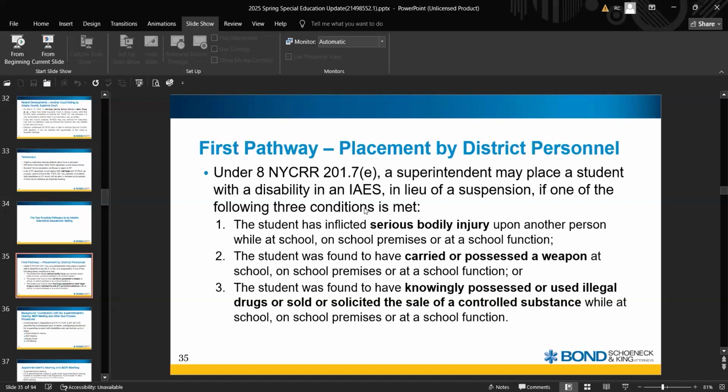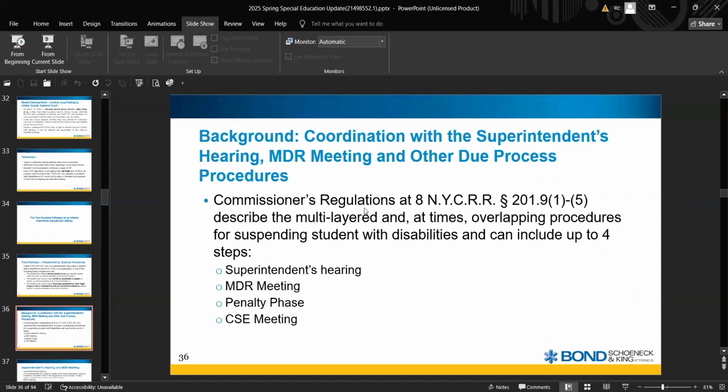If the student has inflicted serious bodily injury upon another person while at school, on school premises, or at a school function; if the student was found to have carried or possessed a weapon at school, on school premises, or at a school function; or the student was found to have knowingly possessed or used illegal drugs or sold illegal drugs. Those are the three categories where we could potentially remove the student to an IAES: serious bodily injury, drugs, or weapons. Now, we'll talk about this, but there can be a factual dispute as to what is serious bodily injury. There can be factual disputes over what is a weapon. But we kind of talked about this already. This is just, again, to clarify where we are.